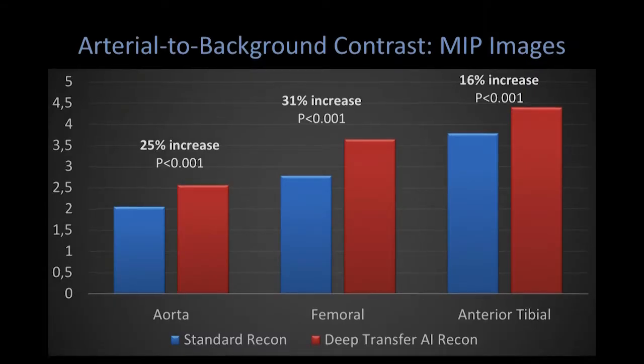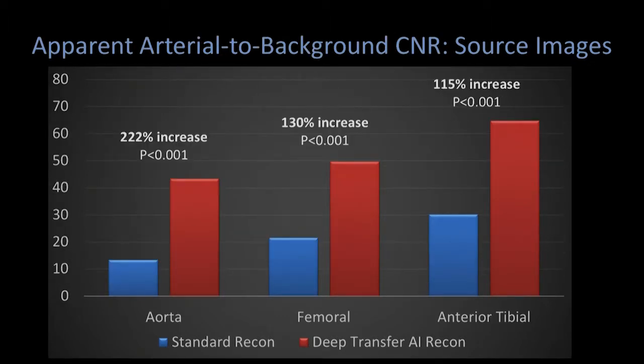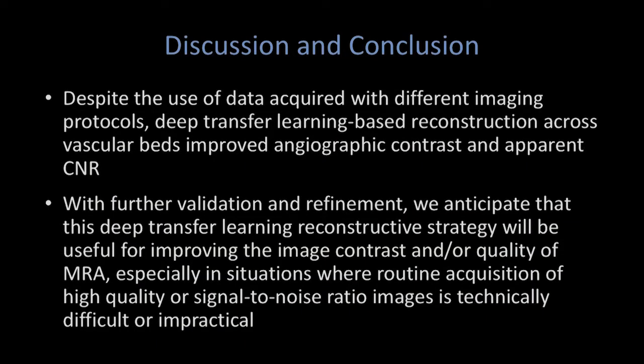So when we looked at the quantitative measurements, when we looked at arterial background contrast on the maximum intensity projection images, we saw between 16% increases in the calf to 31% increases in the femoral artery on the MIP images. When we looked at source images, we saw between 14 to 21% increases in contrast. And when we looked at apparent arterial background contrast to noise, we saw substantial improvements, roughly around 115% in the anterior tibial artery and over 200% increase in the aorta here. These are all statistically significant differences.